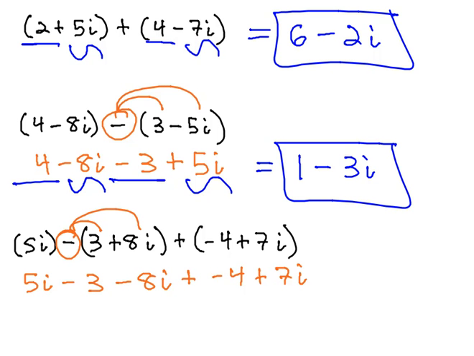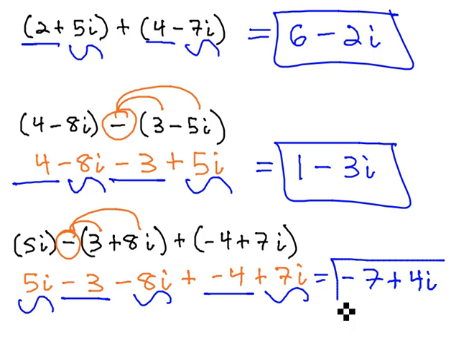And then we can go back and combine like terms. Let's do the real part first. The negative 3 and the negative 4, that's going to equal negative 7. And then the imaginary part, the i's, 5i minus 8i plus 7i is positive 4i.